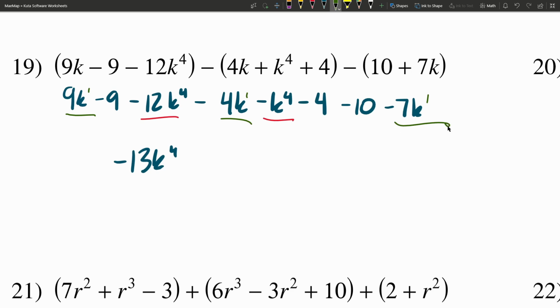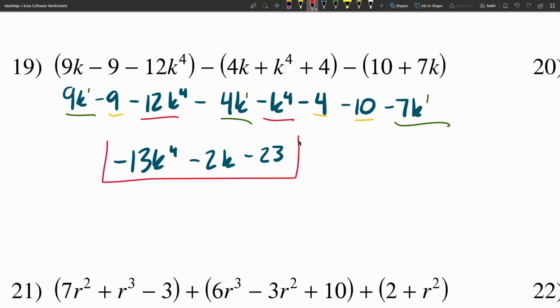Here, here, and here. 9k minus 4k is going to be a positive 5k, and then we're subtracting a 7k, which is going to result in a negative 2k. So minus 2k. And then my last bits are all constants. Negative 9 minus 4 is a negative 13, minus 10 is a negative 23. So subtracting 23. And that's my solution in number 19. Negative 13k to the fourth minus 2k minus 23.